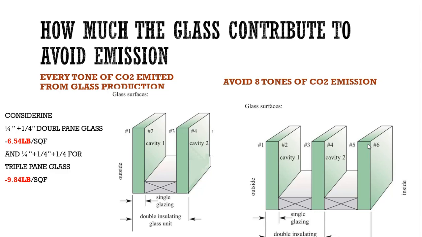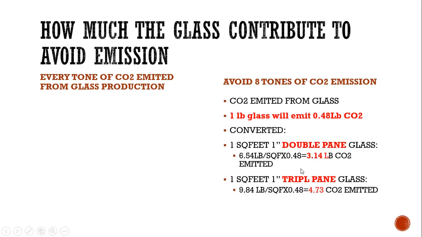So we know double pane glass weighs 6.54 pounds per square foot, and 9.84 pounds per square foot for triple pane.